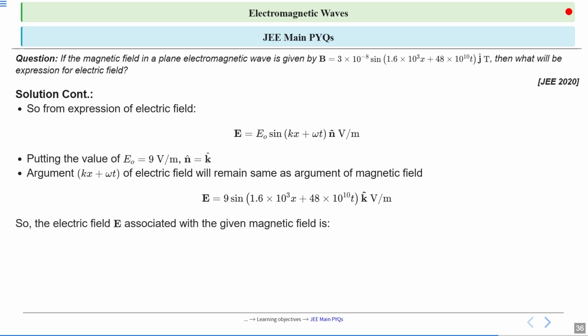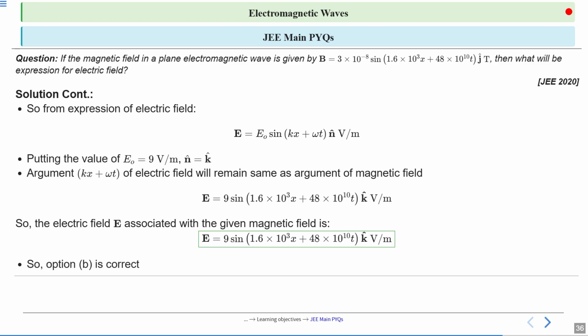Now the electric field E associated with the given magnetic field is E equal to 9 sine 1.6 into 10 to the power 3x plus 48 into 10 to the power 10 t K cap volt per meter. So option B is the correct option.